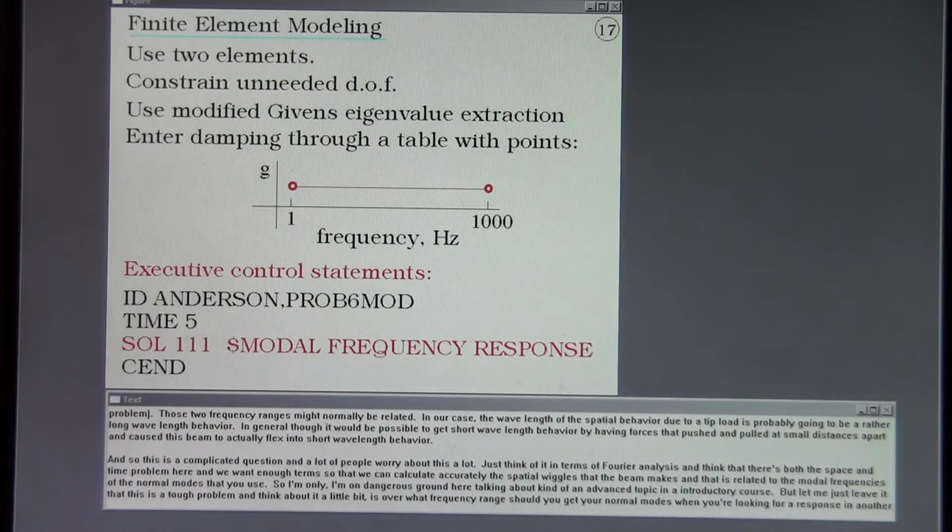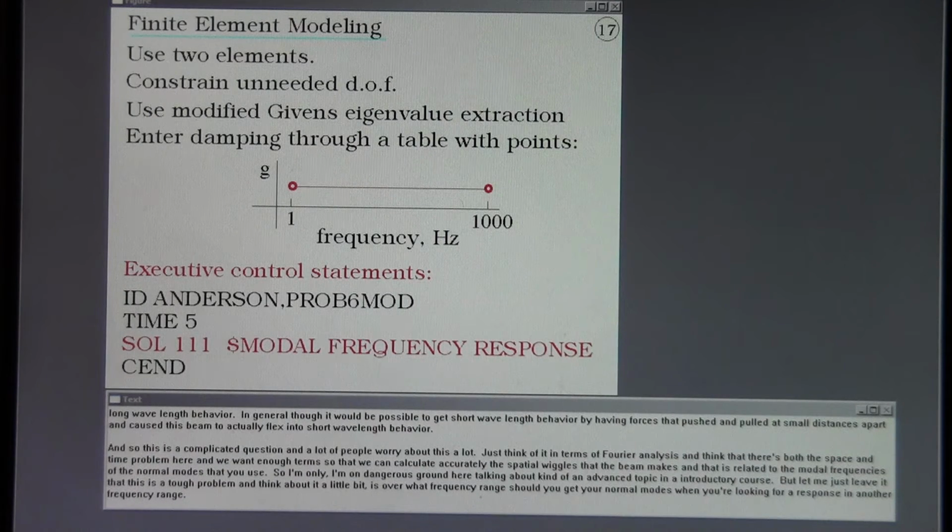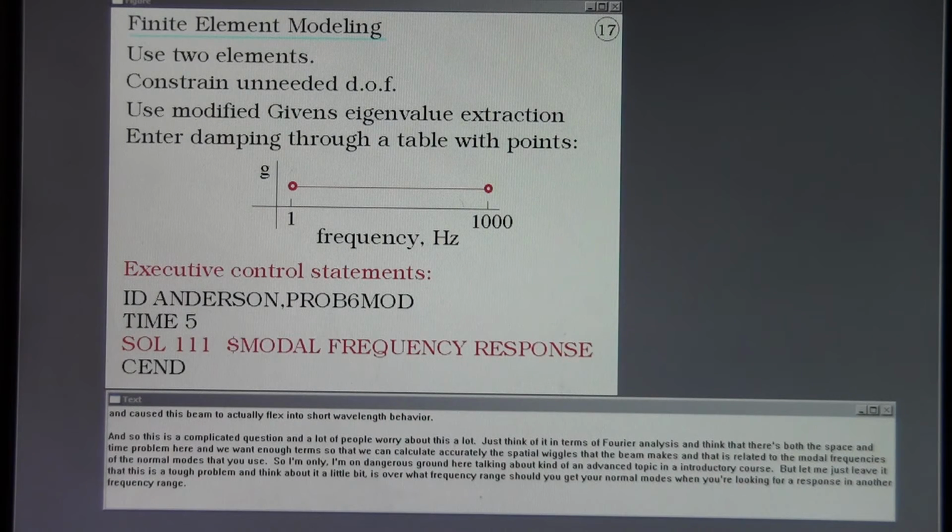In our case, the wavelength of the spatial behavior due to a tip load is probably going to be a rather long wavelength behavior. In general, though, it would be possible to get short wavelength behavior by having forces that pushed and pulled at small distances apart and caused this beam to actually flex into short wavelength behavior. And so this is a complicated question, and a lot of people worry about this a lot.